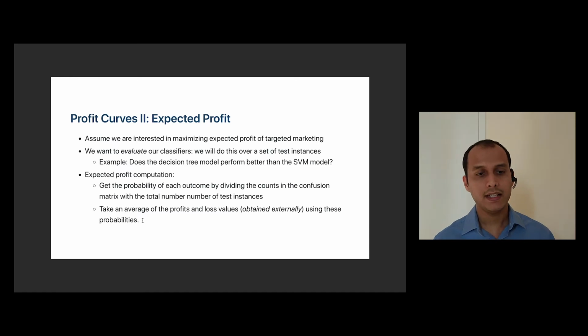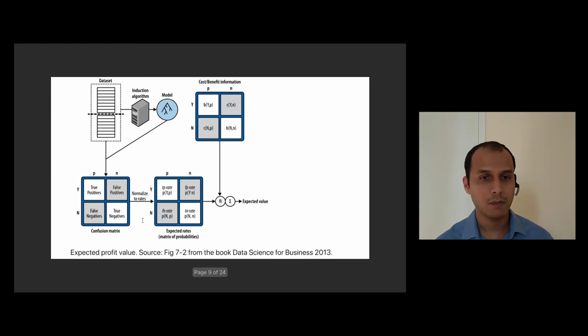Next, I'm going to create another matrix which will have 4 numbers, and those 4 numbers correspond to the costs and benefits of each outcome. So these 4 cells are essentially 4 outcomes, and if I have a sense of how much my cost or benefit is depending on each outcome, then I can compute some sort of an expected profit score. Here's an illustrative diagram.